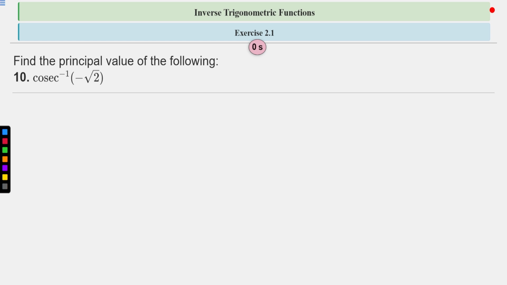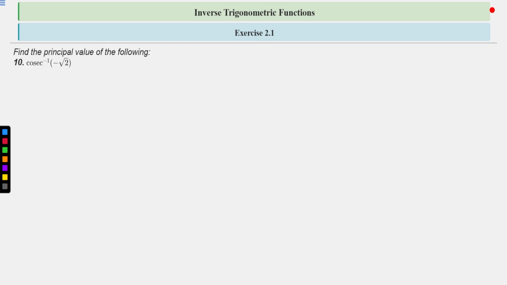Okay, let us move to the solution part. You need to find the principal value of cosec inverse minus root 2, right? Cosec inverse minus root 2. So the correct answer will be minus pi by 4, right? So let us move to the solution part. You can assume cosec inverse minus root 2 is equal to y, right?